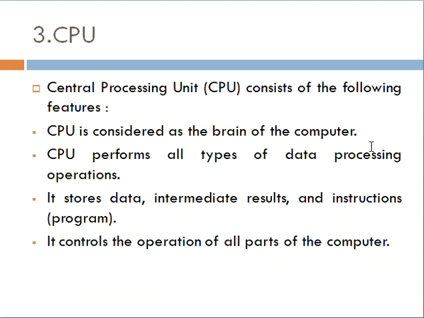Now we come to the CPU. Everyone knows the CPU. CPU is the central processing unit. CPU is considered the brain. We can say the human brain is a CPU and the computer's brain is the CPU. These things are similar because the CPU is the soul of the computer body, and the CPU controls the operation of all the parts of the computer. It stores data, intermediate results, instructions and programs.